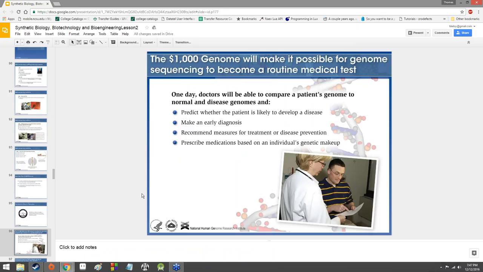Now, the $1,000 genome will make it possible for genome sequencing to become a routine medical test, though it's one of those things where knowing what could go wrong with your body, you might be better off not knowing, or you might be happier not knowing. It might be good to know from a medical standpoint, but you might be happier not knowing.